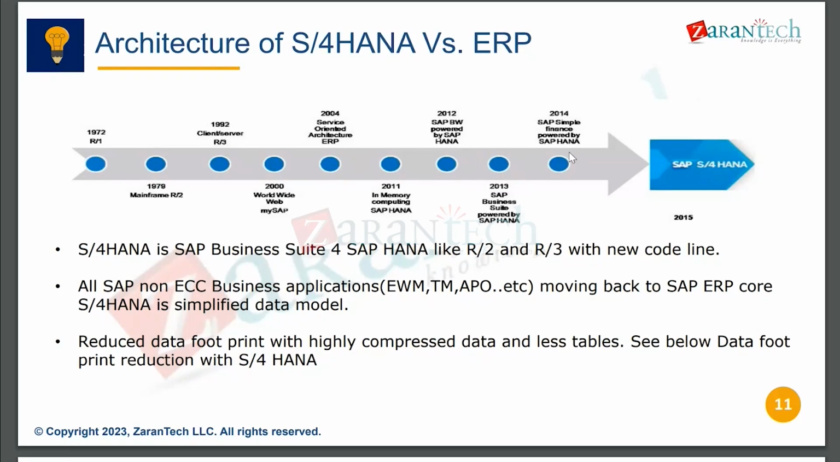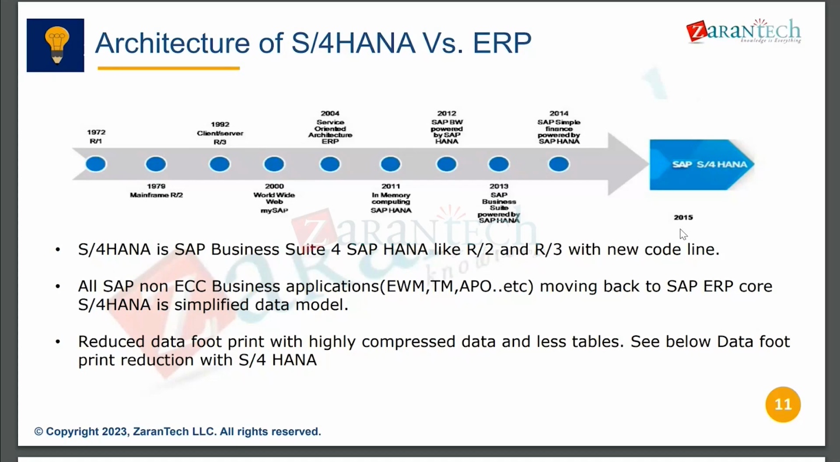Okay, so with S4 HANA, all these separated modules like APO, EWM, TM were separate boxes before. Now they have brought those entire modules into a single system. And one more advantage with SAP S4 HANA is that before, in SAP ECC, we had separate tables based on your transactional data or master data.